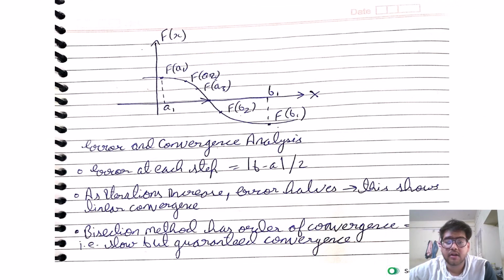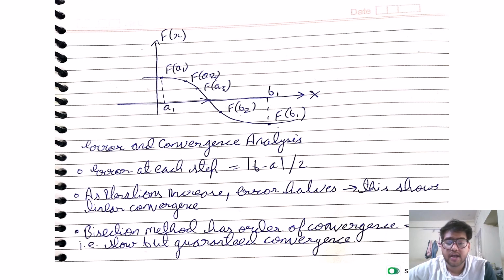The next is the graph. These values f(a1), f(a2), f(a3) are positive, f(b2) and f(b1) are negative, and this is where the graph cuts the x-axis, which is the root we are finding.